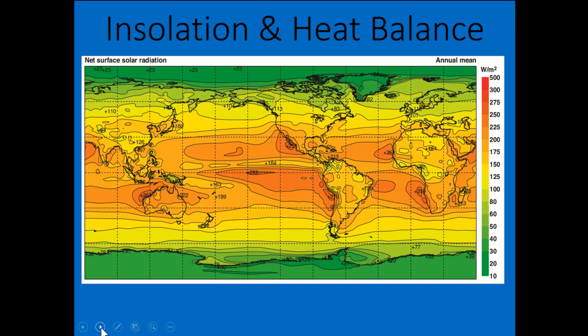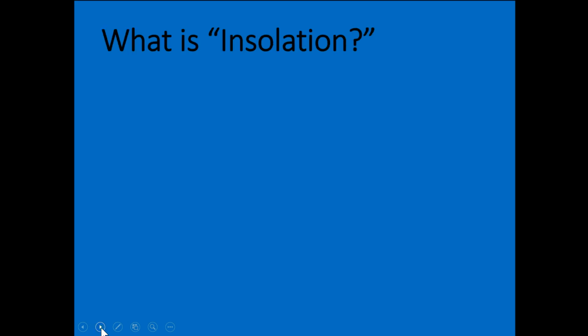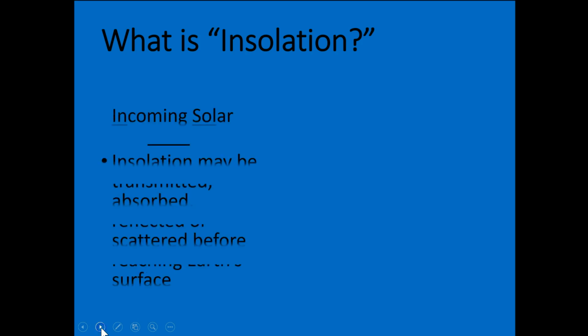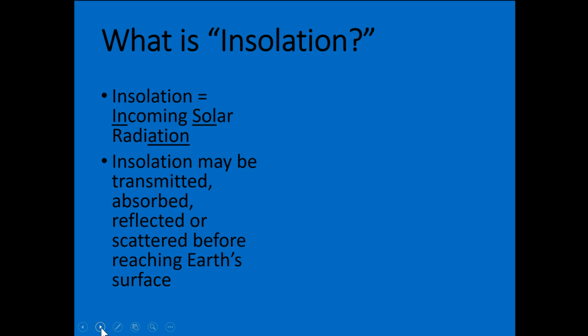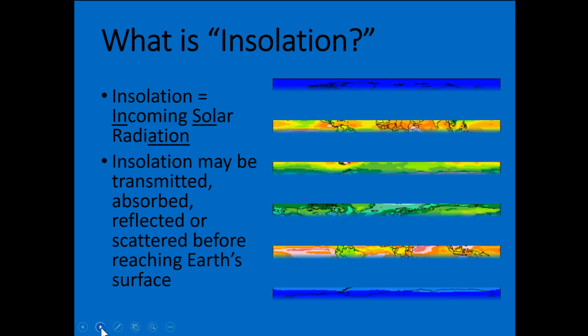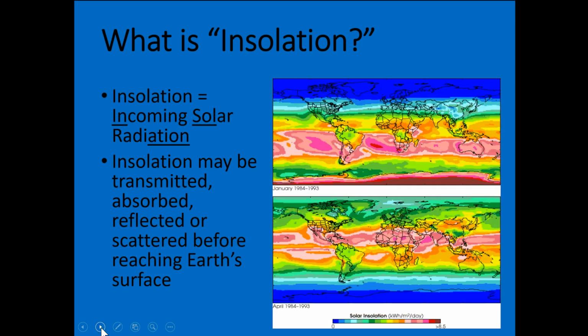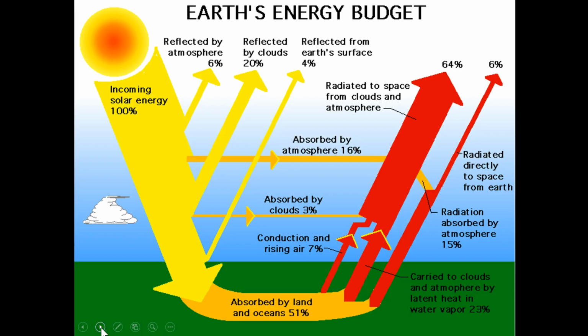Now that we know the difference between weather and climate, we're going to talk about how insolation and latitude affect climate. Let's move on to the top right box on page 1 of your notes. What is insolation? Insolation is incoming solar radiation. Insolation may be transmitted, absorbed, or reflected or scattered before reaching Earth's surface.